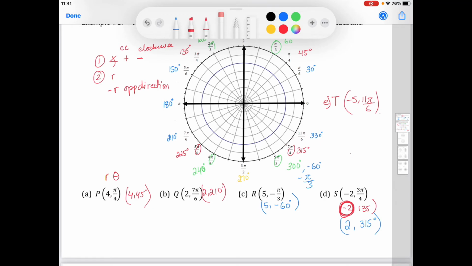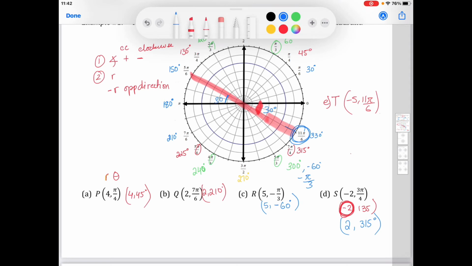Okay, I want to do one more with you. It's not given to you in your packet, so that's why I wrote part E here. T equals negative 5 comma 11 pi over 6. So again, 11 pi over 6 and my R is negative means I am going to be going opposite of 11 pi over 6. So what is opposite of 11 pi over 6? It is, again, either sketch it, trace it, just take your pencil, pen, whatever you're using, and go in the opposite direction. If in doubt, look at this.